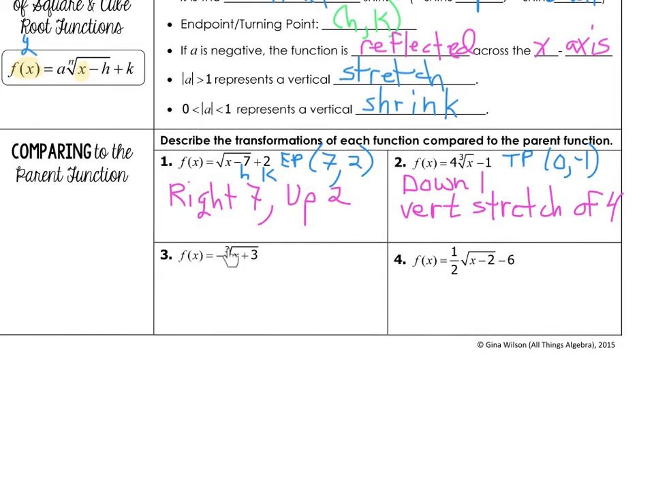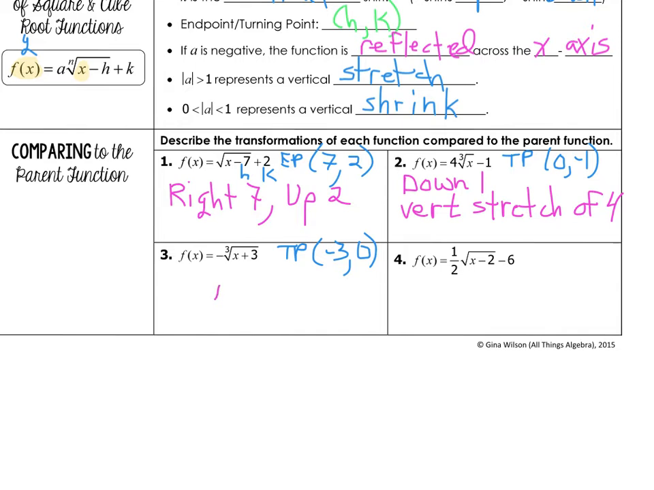Okay, so for this one, because it's a cube root, we have a turning point. So the turning point is going to be inside the function is a +3. Well, it's a +3, but I'm going to take the opposite of that, which means that my h is a -3. Because there is nothing happening, nothing being added or subtracted outside the function, my k must be a 0. So I know my turning point is -3, 0.